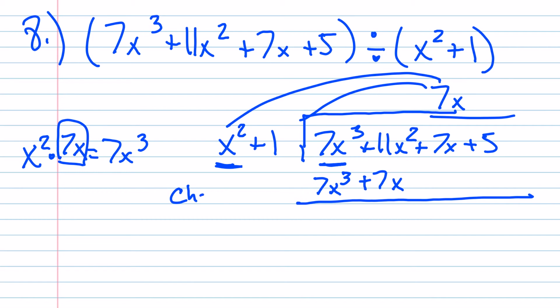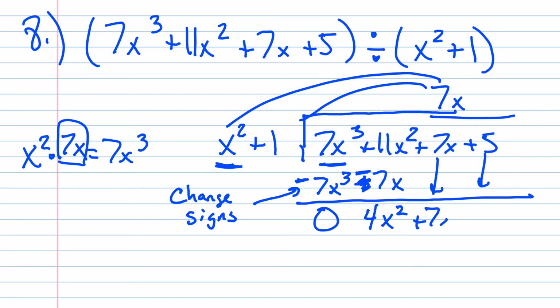Don't forget, change your signs. So I make this minus, I make this minus. And now I combine my like terms. Look, my 0 shows up. 11 minus 7 is 4x squared. Okay. Then I drop down the 7x and the 5. So it becomes plus 7x plus 5. Rinse and repeat. Alright, now I have new line leaders.